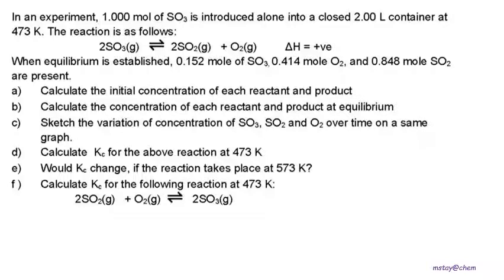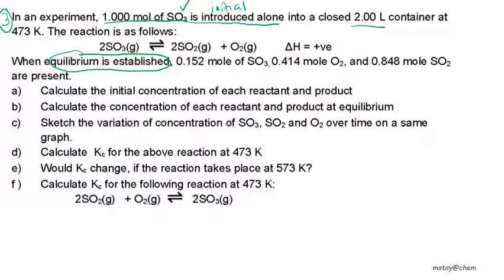Tutorial question number 3. In an experiment, 1 mole of SO3 is introduced alone, meaning that we only put in SO3, in a 2-liter container. And when the equilibrium is established, 0.152 mole of SO3, 0.414 mole of oxygen, and 0.848 mole of SO2 are present. So initially only SO3 is present. This one we consider initial.